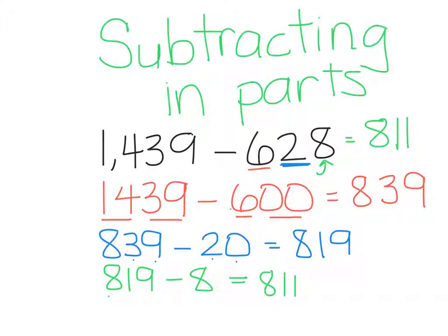All right, so that's subtracting in parts. You just take your smaller number and you break it up. You can do it by place value or you can do whatever makes sense to you as long as it is the entire second number that you're subtracting, or smaller number.